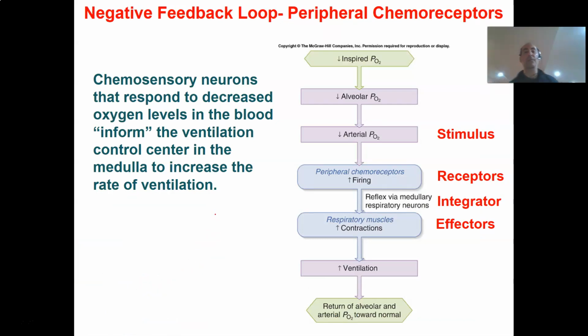Here's a diagram of a sequence of events of a negative feedback loop at the peripheral chemoreceptors. This is an interesting way to draw this. It's probably not a bad way. You have a decrease in inspired PO2 because, let's say, you're at altitude. Your alveolar PO2 then decreases. Your arterial PO2 decreases. The peripheral chemoreceptors increase their firing rate via the medullary respiratory neurons. The respiratory muscles contract more. In this case, it's mostly the diaphragm, but the inspiratory intercostals also. And then you have an increase in ventilation, which will return the alveolar PO2 towards normal, increase it.